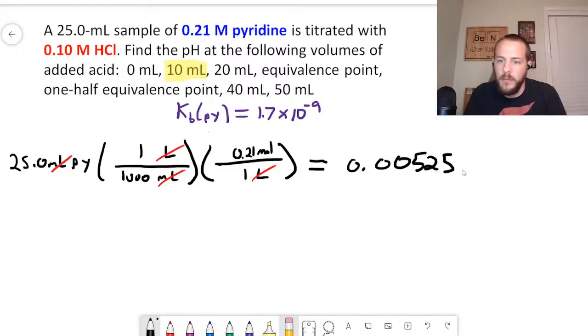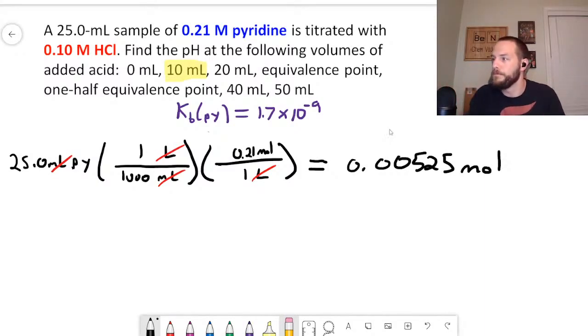0.00525 moles. By the way, if anybody wants to chime in with their thoughts, any feedback that you can provide, I would certainly appreciate. You can even tell me, hey, this is bad, you need to find a better way to teach this. I don't know. But I won't know unless I get feedback. So I would really appreciate it.